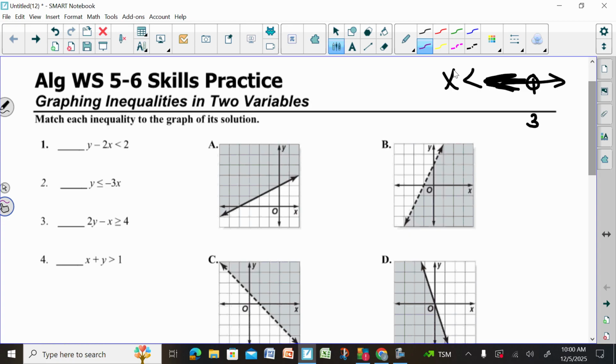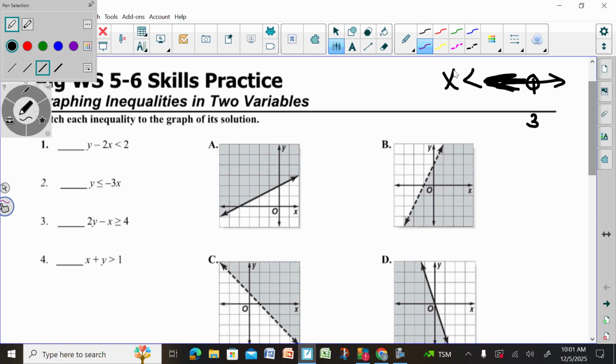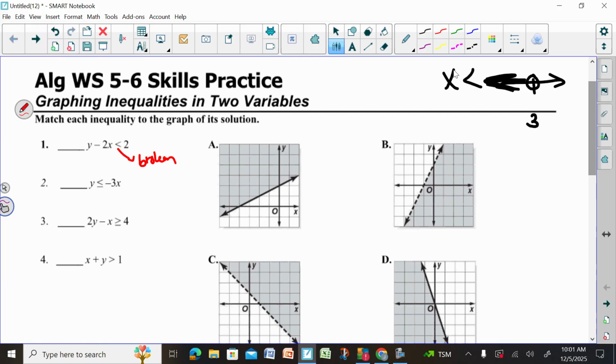So the first 4 problems match each inequality to the graph of its solutions. One part of this, you can use some process of elimination. If you look at number 1 there, number 1 is just less than. And so when I see that less than sign, I know it's broken. Okay, so all of a sudden, I know that A and D are not my choices. So number 1 could be B or C.